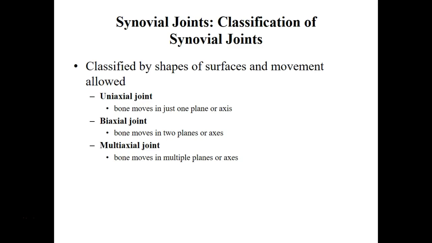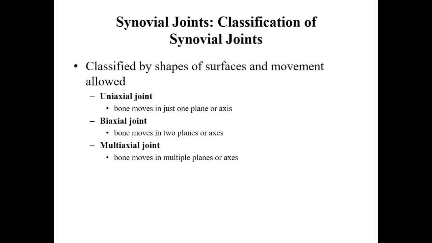A biaxial joint is a joint that can move on 2 planes. An example of a biaxial joint is, take your fingers, hold your hands up, and now spread your fingers out like you want to make your hand as big as possible, and you're showing 5 fingers. And now bend your fingers forward like you're starting to wave. So you can move your fingers out and forward and back up and out and back in and forward. So that's biaxial. A multiaxial joint is a joint that can move on multiple planes. So an example would be your shoulder joint. You can move your shoulder in multiple planes.